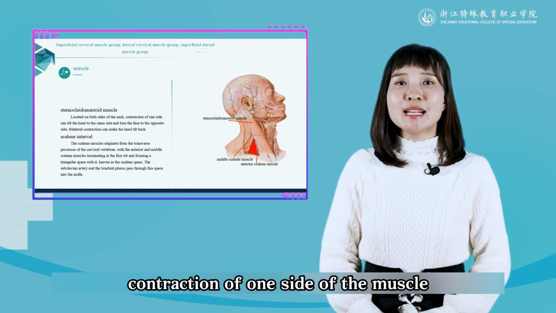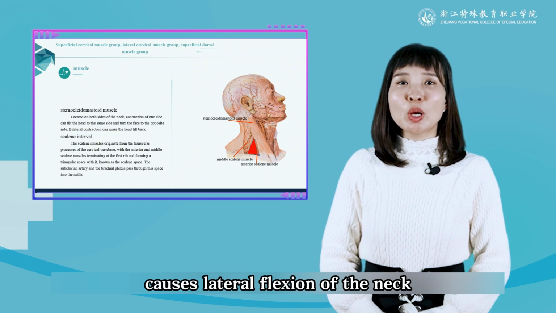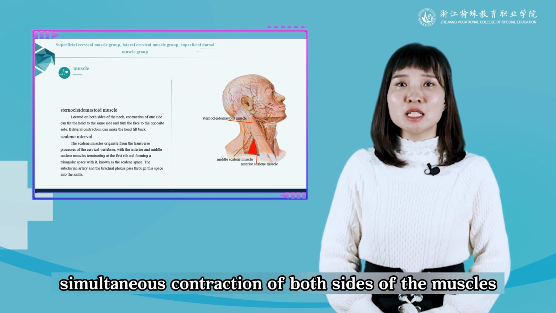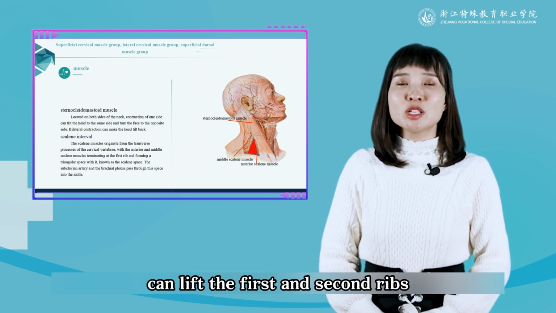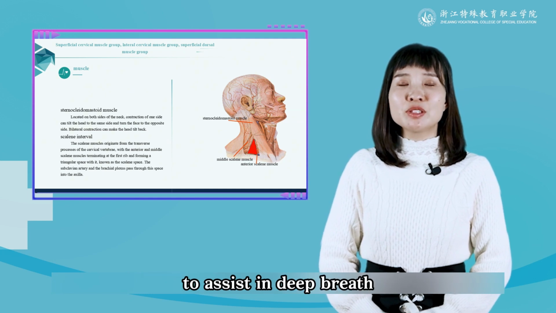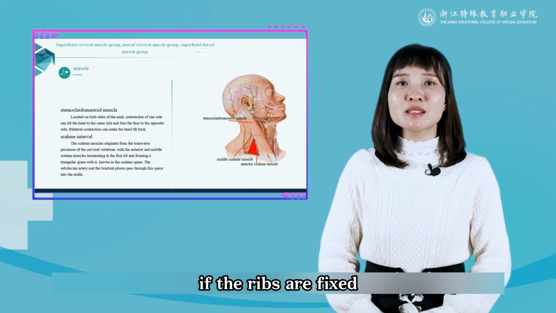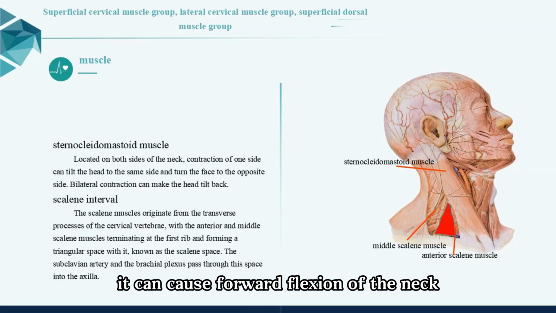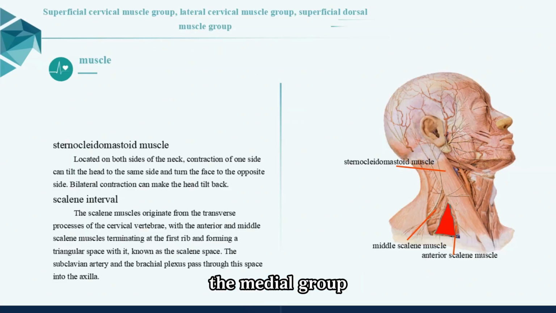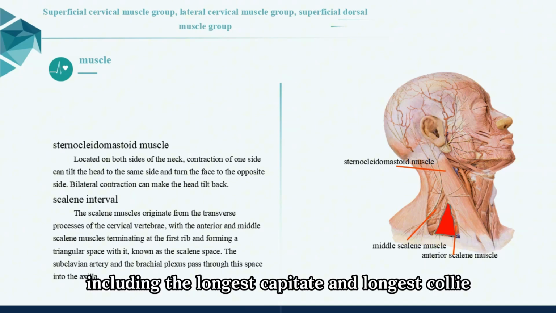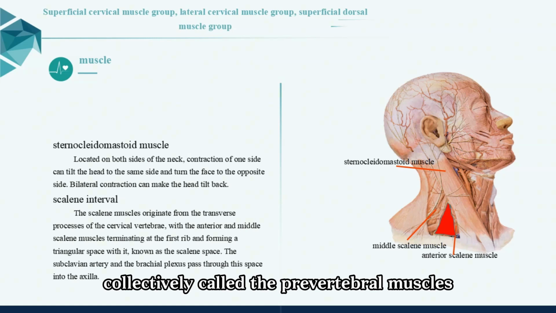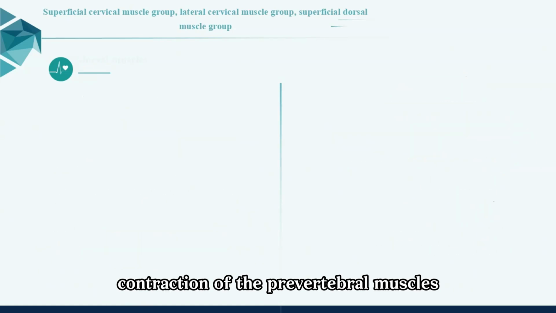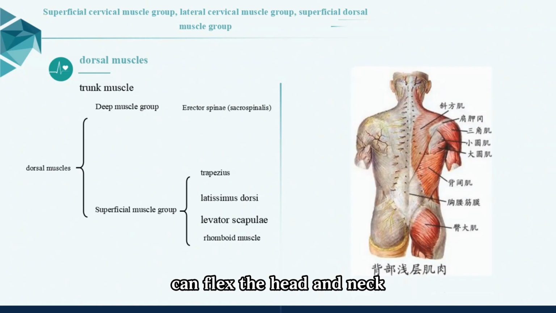Contraction of one side of the muscle causes lateral flexion of the neck. Simultaneous contraction of both sides of the muscles can lift the first and second ribs to assist in deep breathing. If the ribs are fixed, it can cause forward flexion of the neck. The medial group is located in front of the cervical segment of the spine, including the longus capitis and longus colli, collectively called the prevertebral muscles. Contraction of the prevertebral muscles can flex the head and neck.